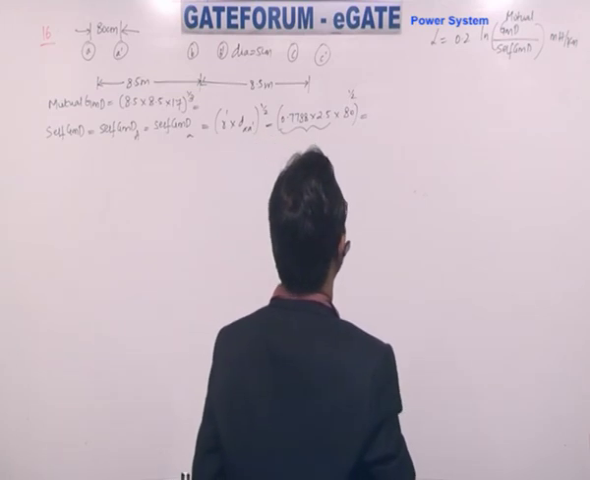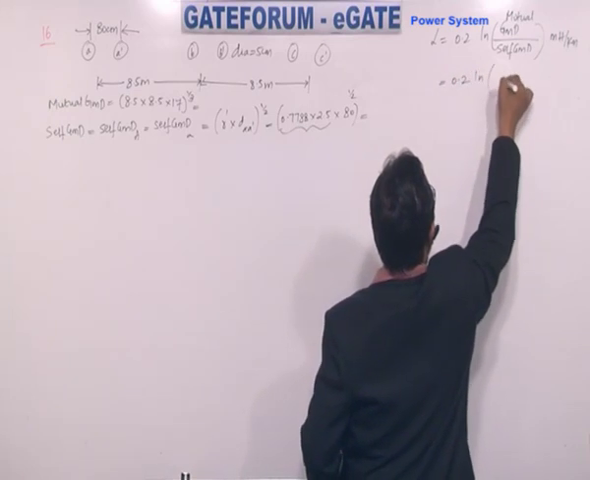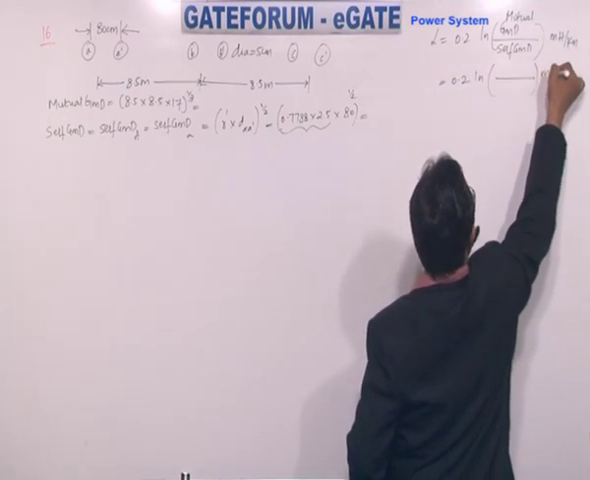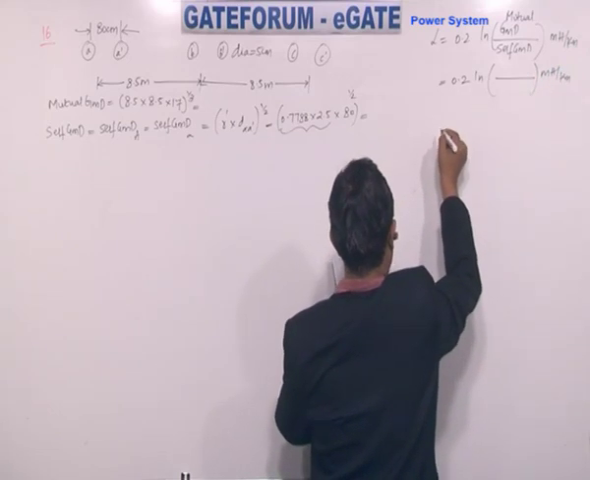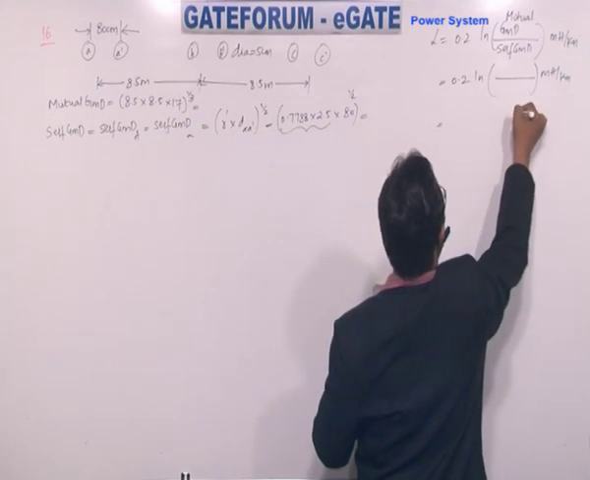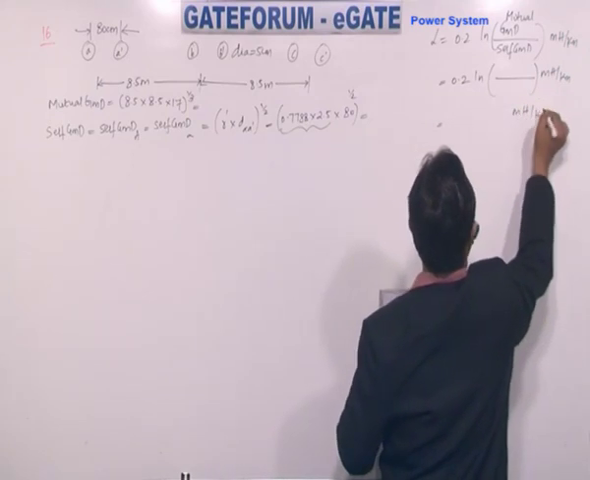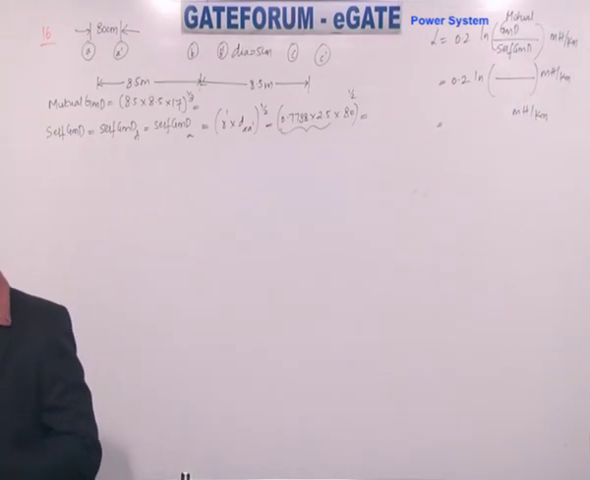Now find out what is the inductance per phase here. You substitute the values here and evaluate. You get the inductance now in millihenries per kilometer. So this is the part of calculation required in this question.